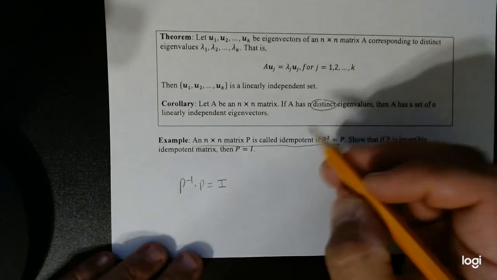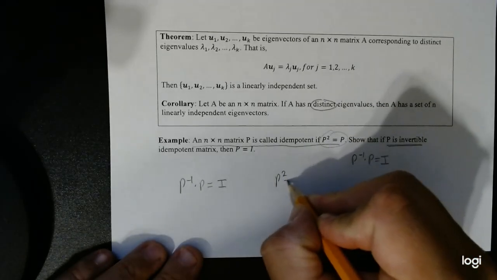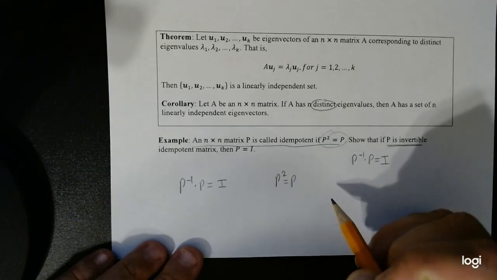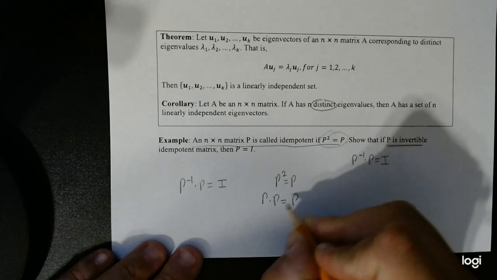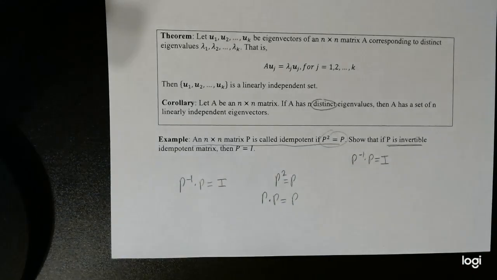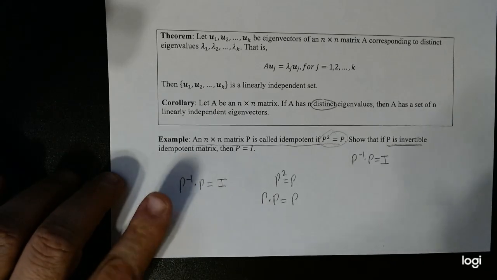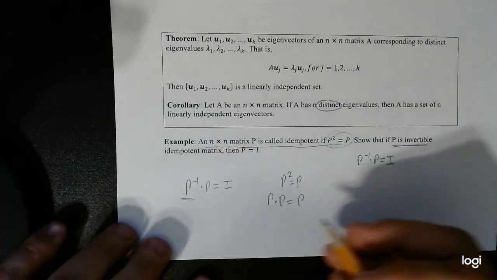So we have that, and we also have P squared is equal to P. Now, we talked about this earlier. It's technically not squared, but in general, we can write it as P dot P, and it still doesn't break the dot product. I wanted to show that P equals I somehow, so we've got to use the fact that this is true. I'm going to multiply both sides by P inverse.